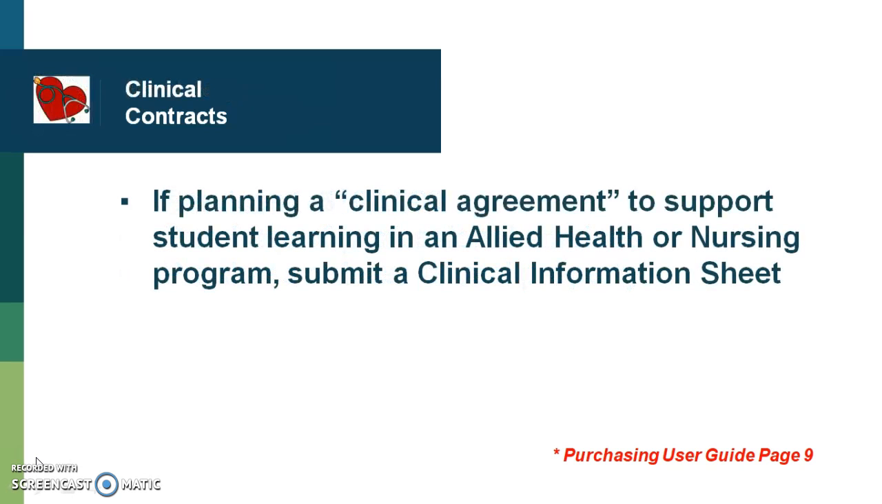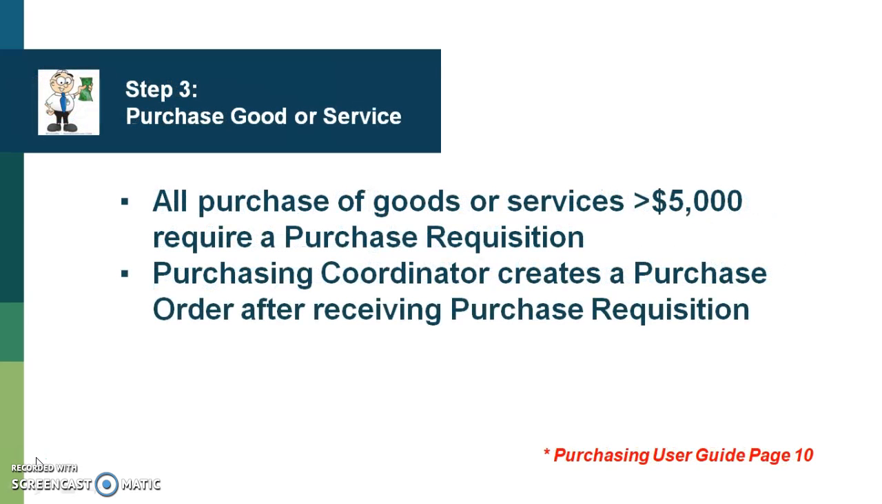If your contracted service involves a clinical agreement, like student nursing in a hospital or phlebotomy services at a lab, you need to coordinate with Rocky Manson, and he's the contracting coordinator at 303-404-5076. He works in there with Sally. And you need to submit a clinical information sheet. Again, your user's guide on page 9 talks about this, and in addition to that, you'll find it on the FRCC intranet. Step 3, you're ready to purchase, you're ready to buy.